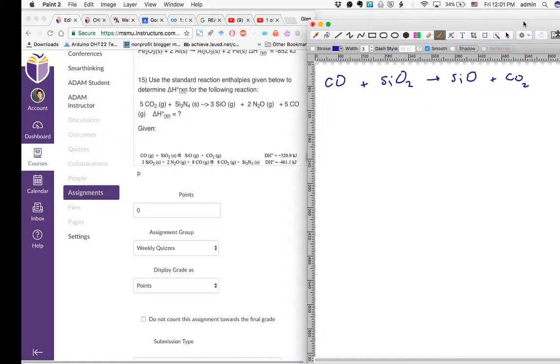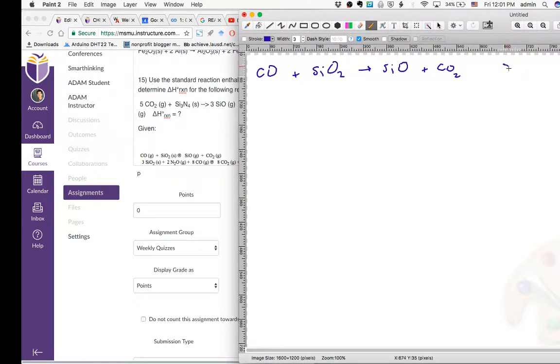The enthalpy change here is 520.9. That's in kilojoules. All the enthalpies are in kilojoules. Good. Sometimes they try to trick you. The next one is 3SiO2.